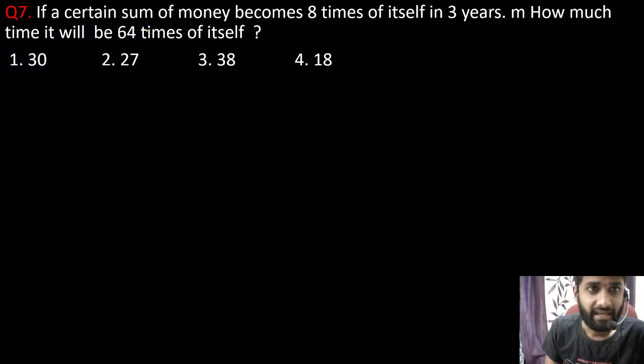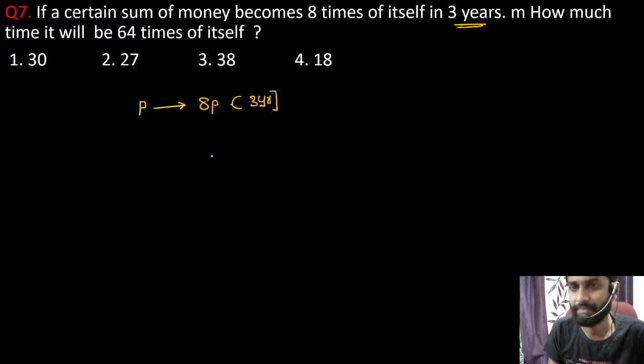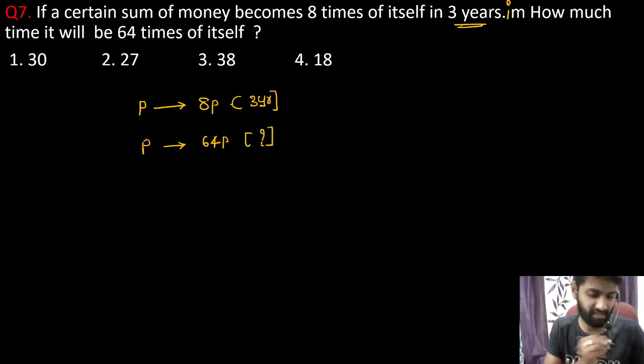Yes, next one. A certain sum of money becomes 8 times itself in 3 years. For example, there is an amount P, that is the principal P. It becomes 8 times in 3 years. That is the first information. In how much time will the same amount P become 64 times of P? This is the question, guys.